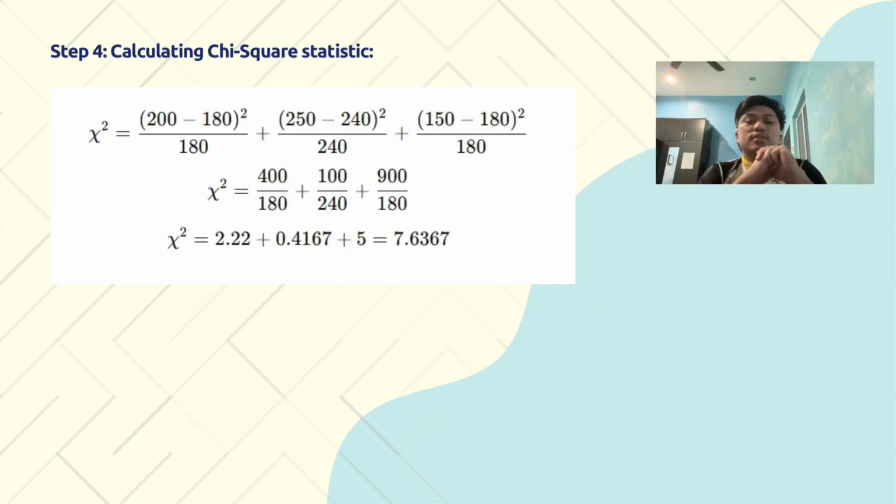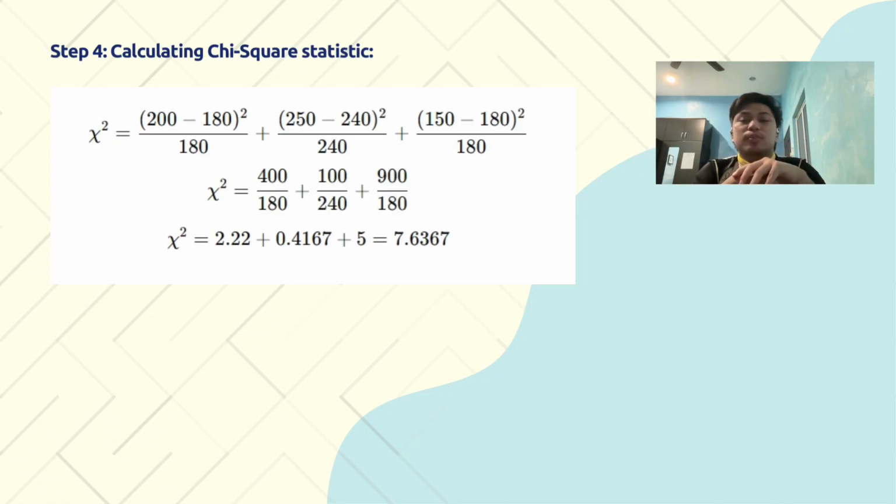Now, let's look at step 4, where we actually calculate our final chi-square value. We do this by plugging our observed data and expected data directly into the formula we just saw. As you can see on the slide, we calculate the variance for each of our 3 age groups separately.